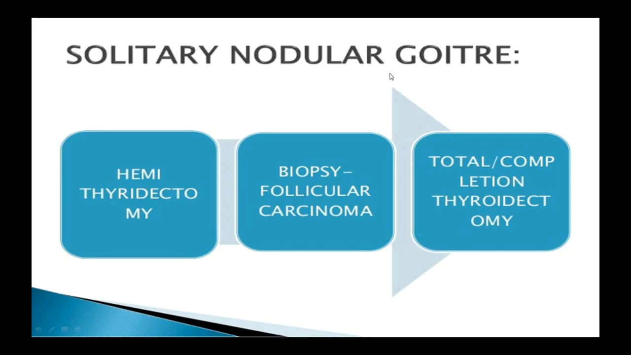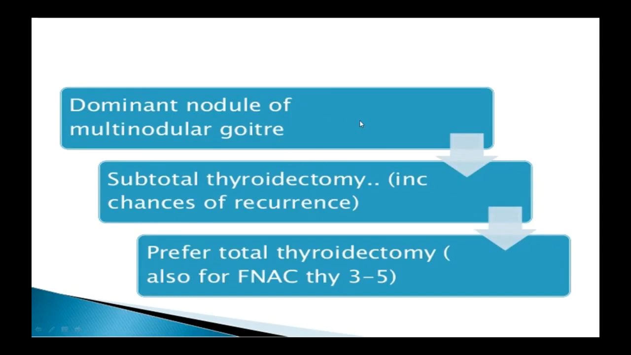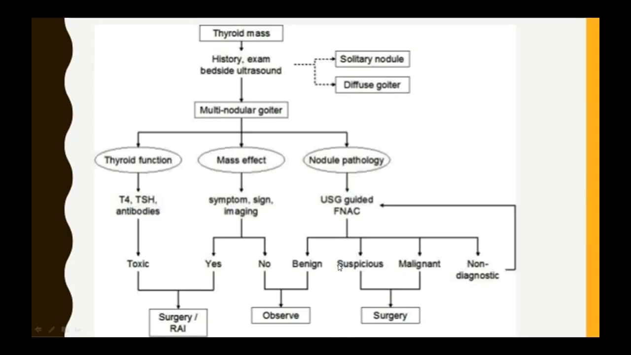For solitary nodular goiter, you can do a hemithyroidectomy, and if the biopsy comes back as malignancy, then you can follow it up with a total thyroidectomy. In case of a dominant nodule of multinodular goiter, you can do a subtotal thyroidectomy, but there are chances of recurrence because there are multiple nodules. So in that case, again, it is preferable to do a total thyroidectomy.